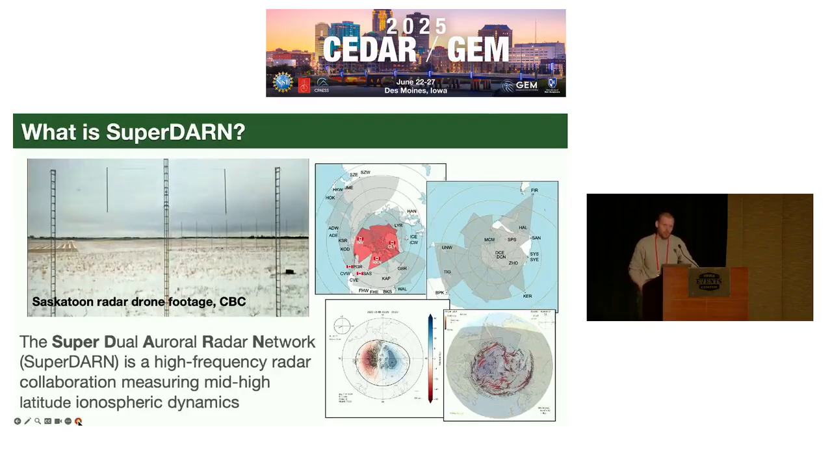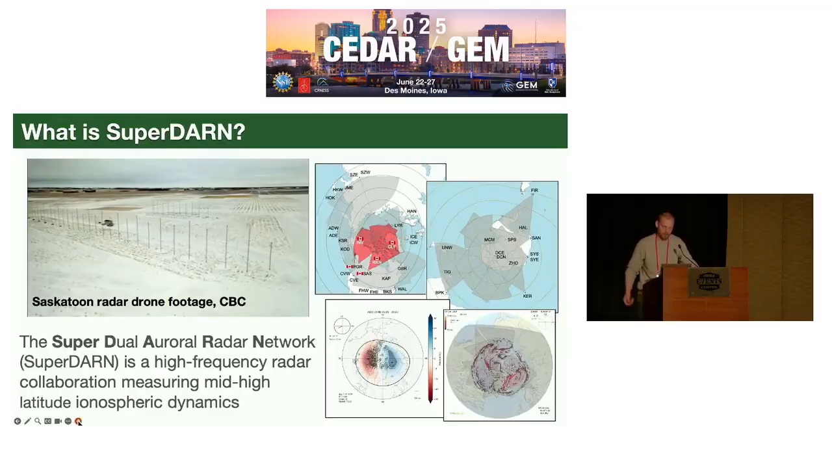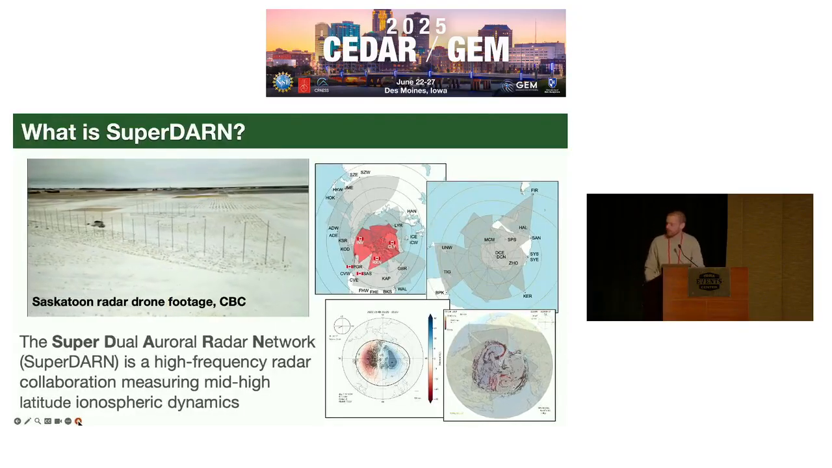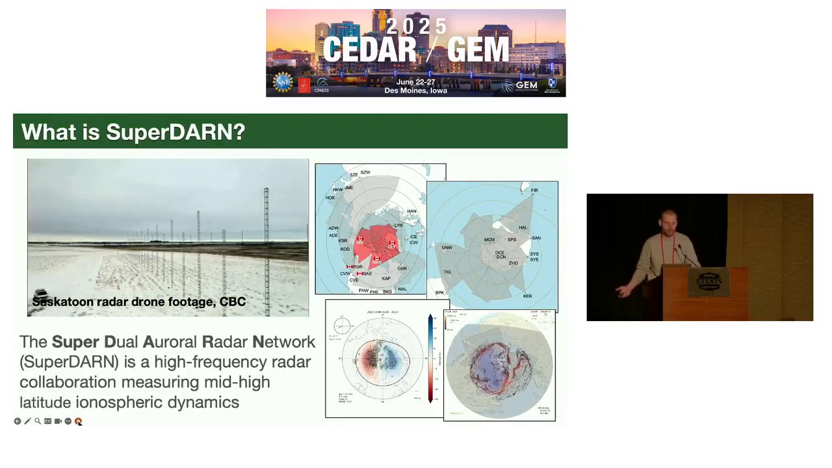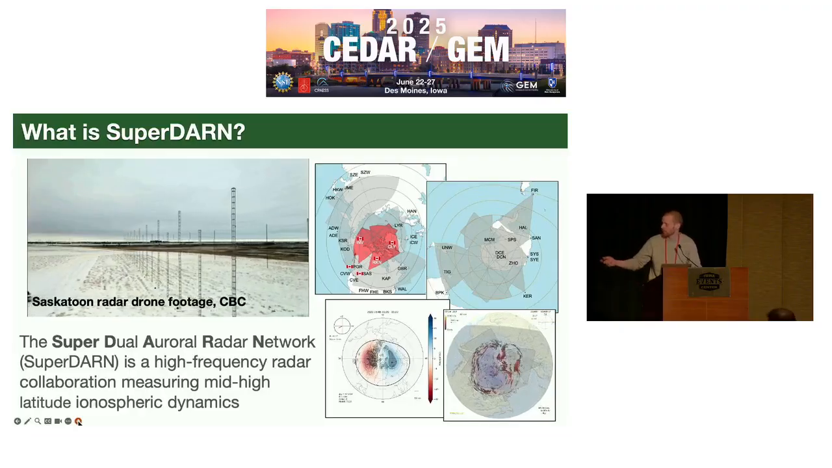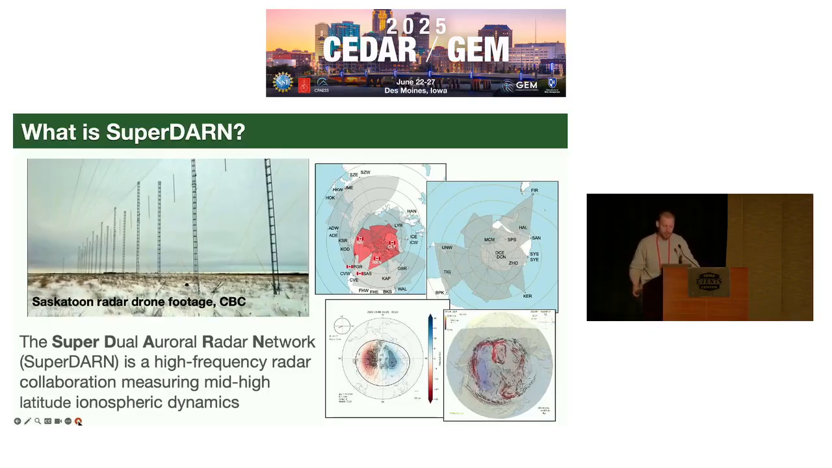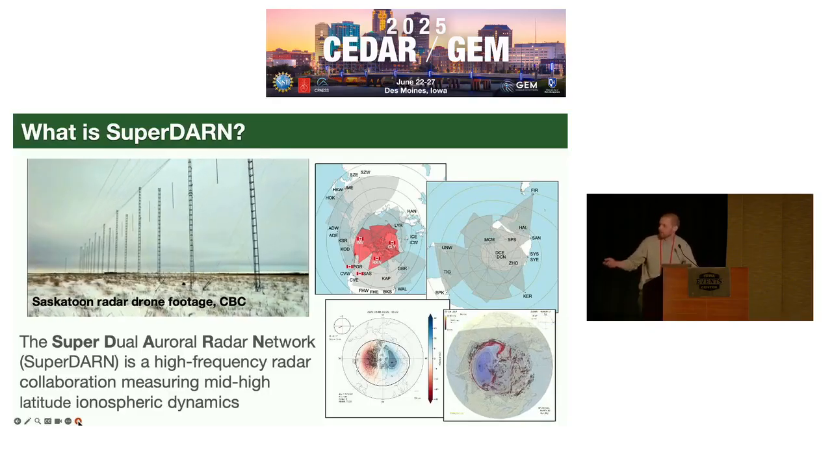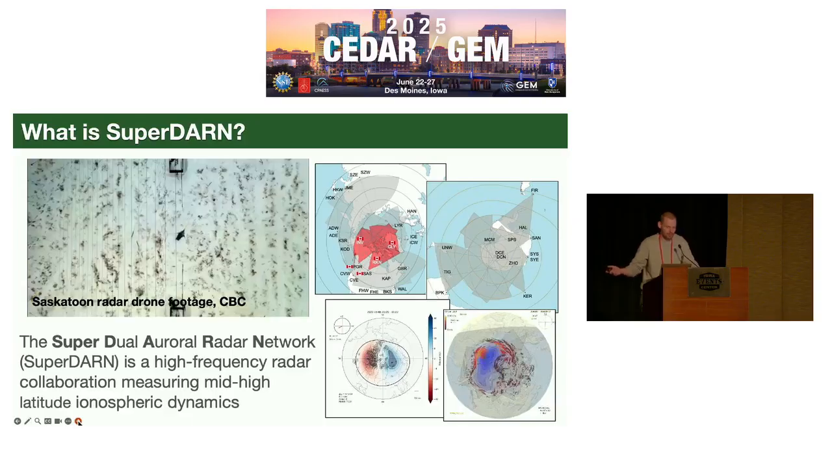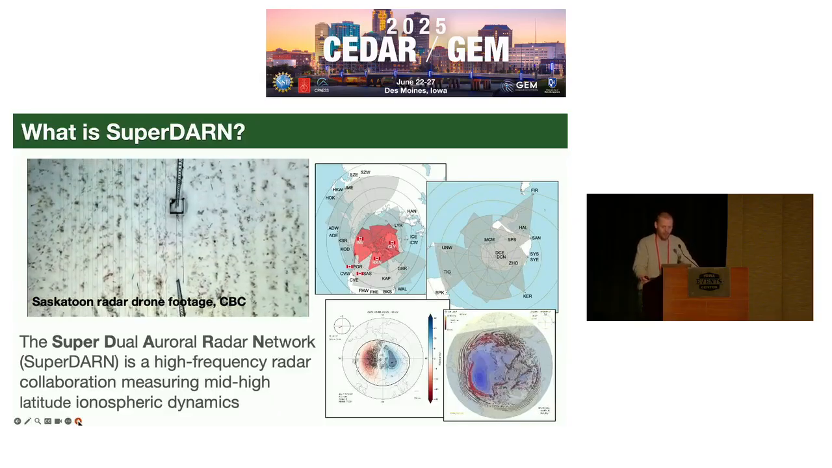A lot of people will know what SuperDARN is, but to give a high-level overview, it's a network of high-frequency radars all around the world. There are just about 40 radars now, covering the northern and the southern hemisphere, the latter to a lesser degree, just because there's less land there to put a radar on.